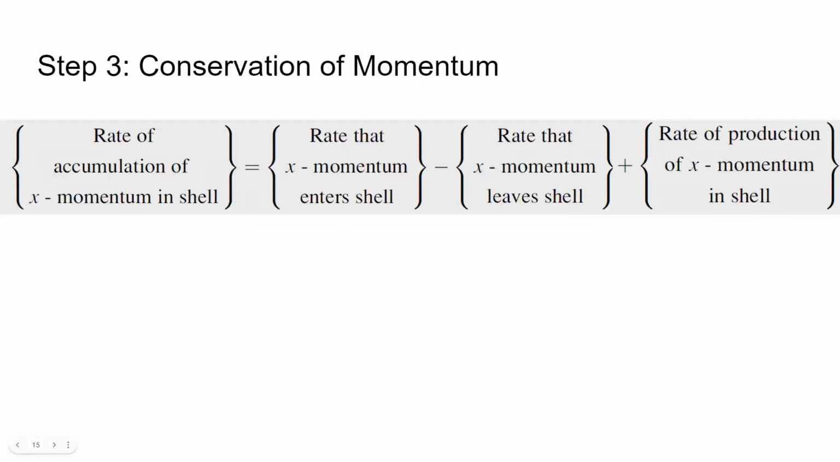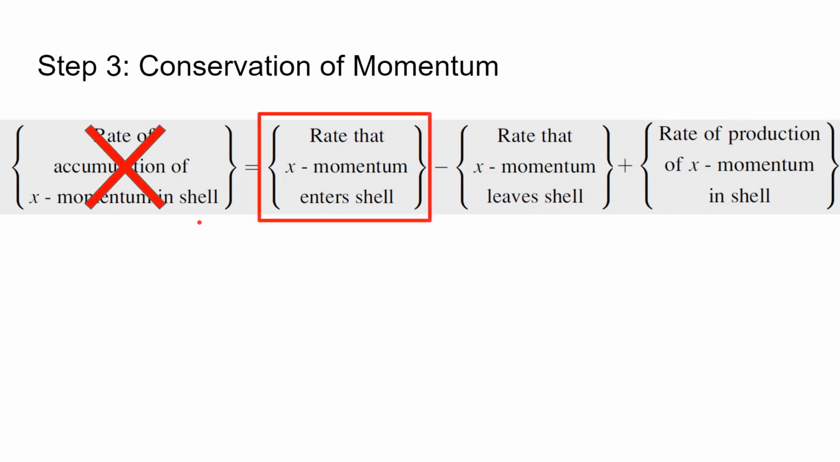Great. So here is the conservation of momentum statement. Again, it is so similar except the shell part. It's the same conservation statement regardless of whether it's the entire system, a shell, whatever we're looking at. So we have the rate of accumulation of the x momentum, and then we have the rate that the x momentum enters the shell, the rate that it leaves the shell, and then the production of the x momentum. Great. So we also know that the rate of accumulation is 0. Now we're going to first take a look at the rate that the x momentum enters the shell.